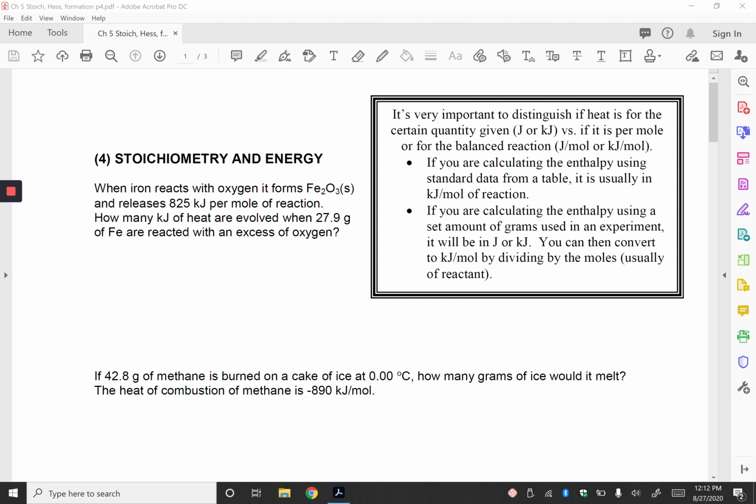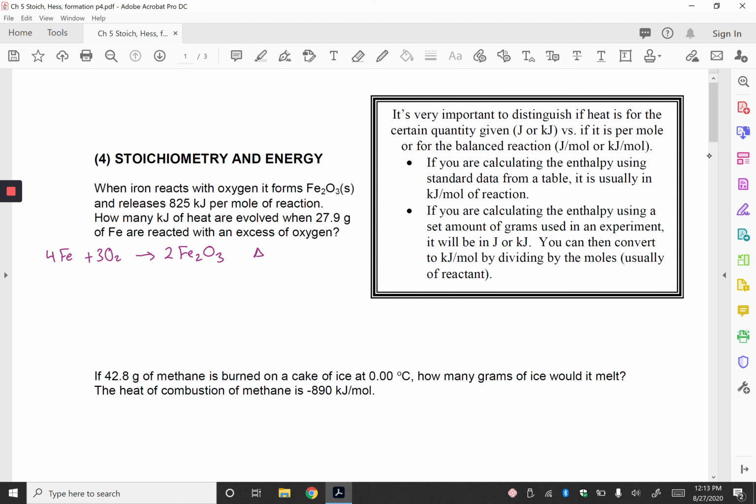It says when iron reacts with oxygen, it forms Fe2O3 and releases 825 kilojoules per mole of reaction. How many kilojoules of heat are evolved when 27.9 grams of iron are reacted with an excess of oxygen? So it's talking about a chemical reaction, so the first thing we want to do is write it out. So Fe plus O2 yields Fe2O3. Let's balance it. So we need 3 O2s and 2 Fe2O3 and then 4 Fes.